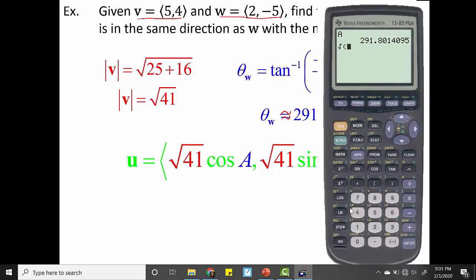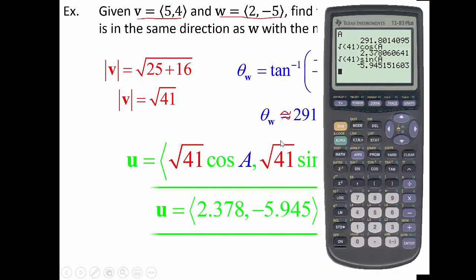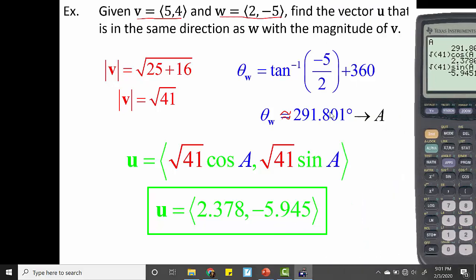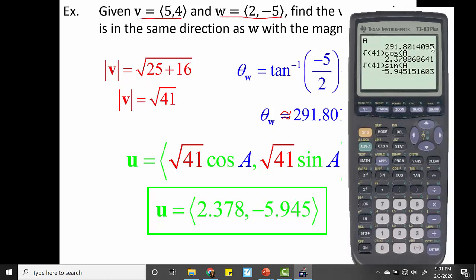Square root of 41 times the cosine of alpha A is going to give me 2.378. And then square root of 41 times the sine of alpha A is going to give me -5.945. So there I have my final answer. Notice I didn't retype this angle when I was calculating this. I used the calculator to store the value so that I would get the most accurate answer possible.